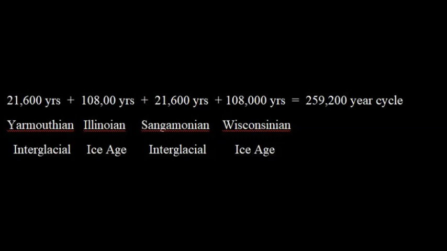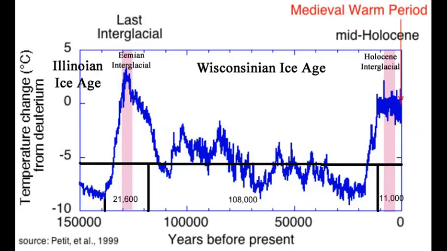That is 21,600 years for the interglacial, 108,000 years for the Illinoisan Ice Age, 21,000 years for the Sangamonian or Eemian interglacial, and 108,000 years for the Wisconsin Ice Age, followed by the Holocene interglacial, in which we are located in time. This chronology is based on ice cores from the Arctic, Greenland, and the Antarctic.